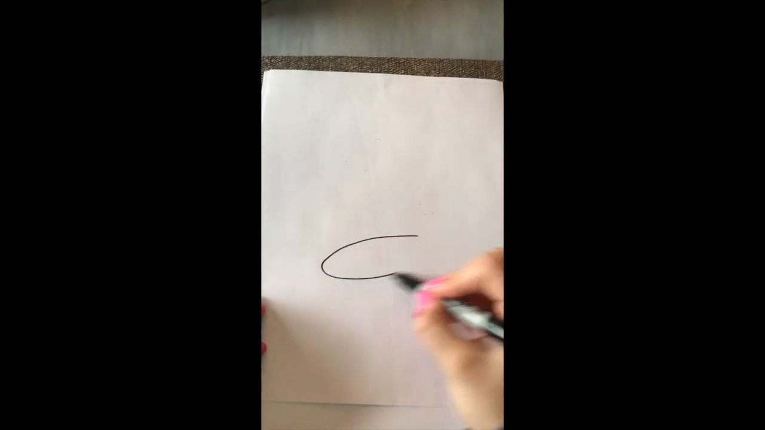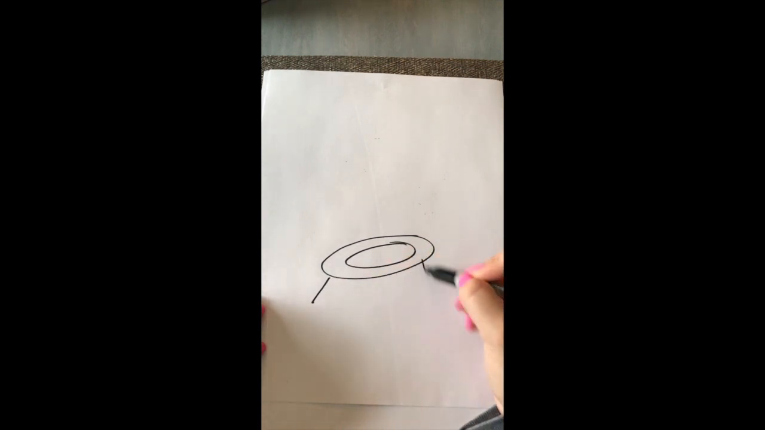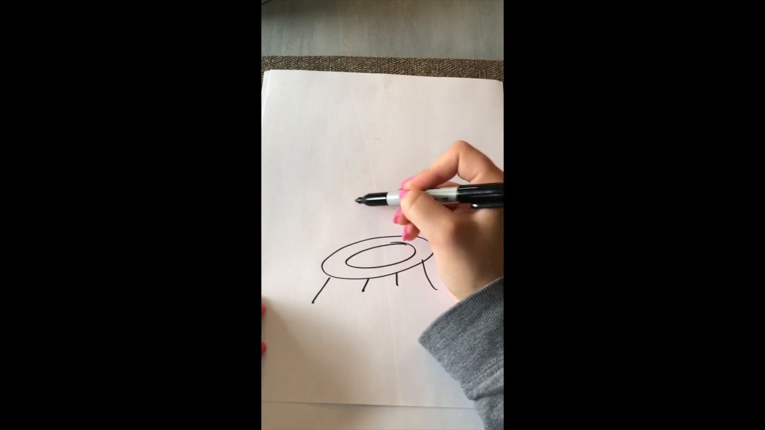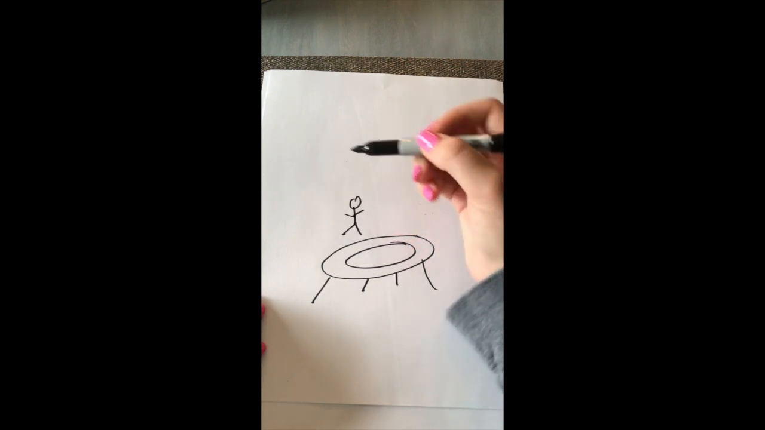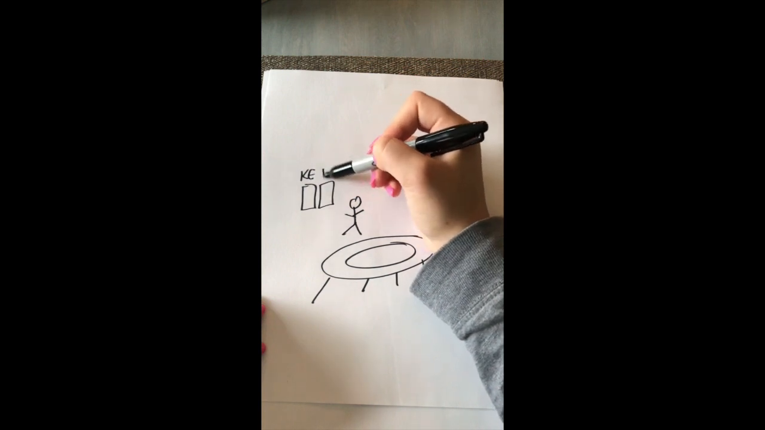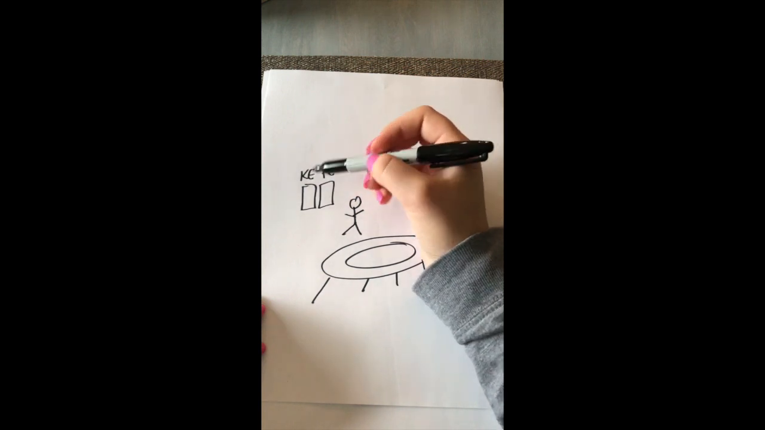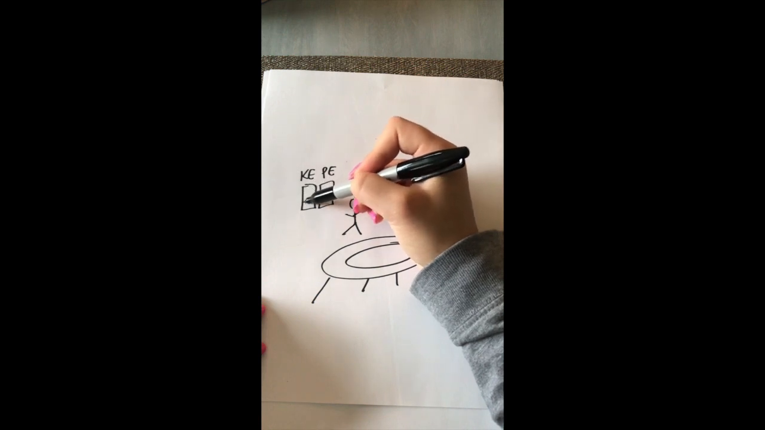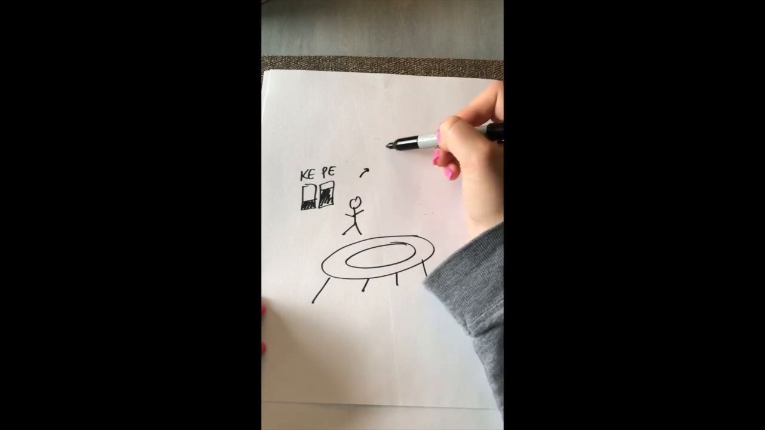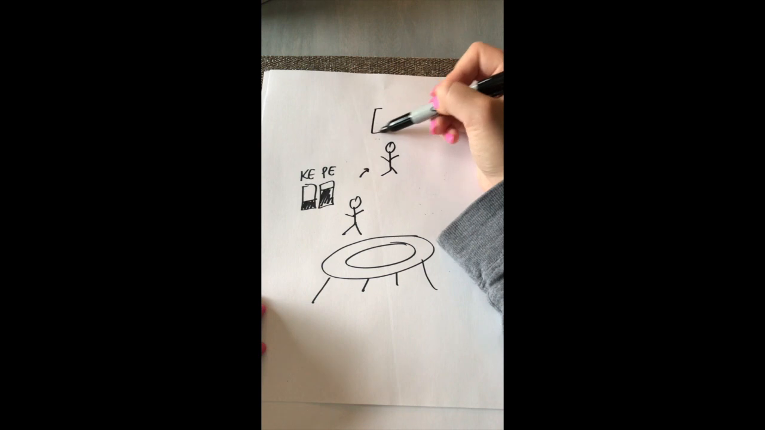The law of conservation of energy states that energy can neither be created nor destroyed. Total energy equals potential energy plus kinetic energy. As the person is ascending near the top of their jump, their kinetic energy decreases as their potential energy increases. However, at the height of their jump is where potential energy is the greatest and kinetic energy is at a minimum.